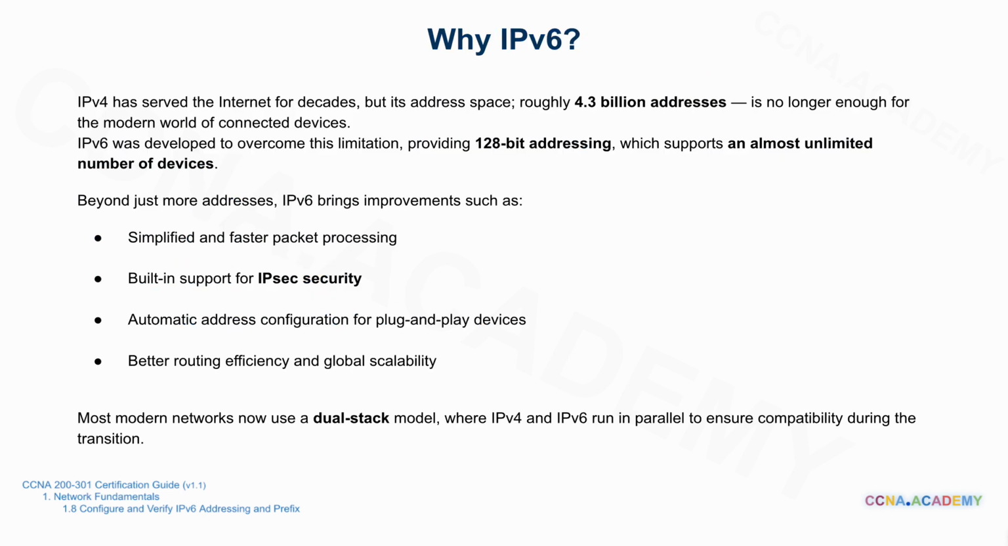addresses in a network. IPv4 has served the internet for decades, but its 4.3 billion addresses just aren't enough anymore. IPv6 fixes that, with 128-bit addresses, giving us an almost unlimited number of unique IP addresses. It also improves performance, with faster packet handling, built-in IPsec security, automatic address configuration, and more efficient routing. Most networks today use a dual-stack model, running IPv4 and IPv6 side by side during the transition period.